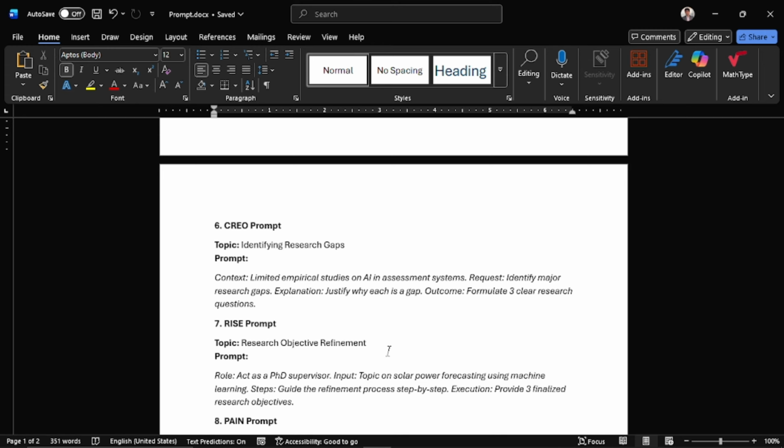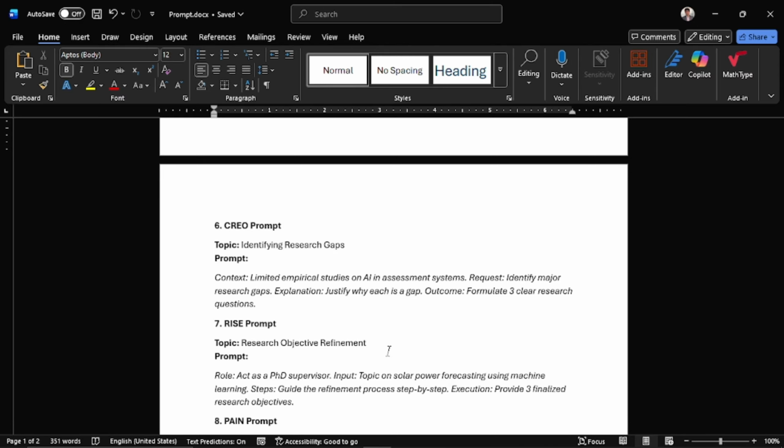Okay, and finally, the seventh one is the RISE prompt. Here we have taken a prompt on the research area. So the previous few prompts are very much useful for the research areas. R stands for the role: act as a PhD supervisor. I is for the input: the topic on solar power forecasting using machine learning. And S stands for step: guide the refinement process step by step. Execution: provide three finalized research objectives.